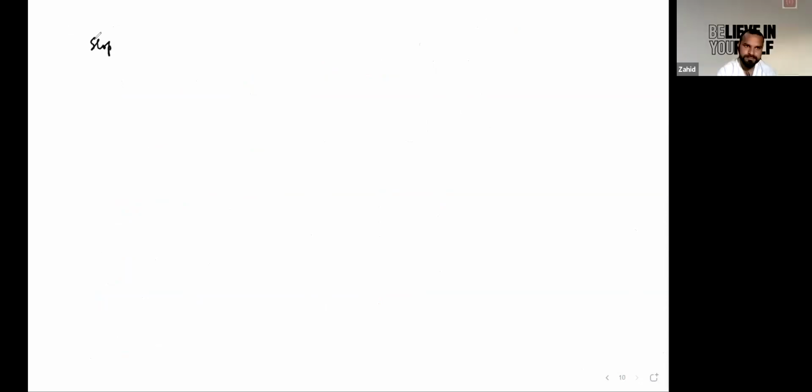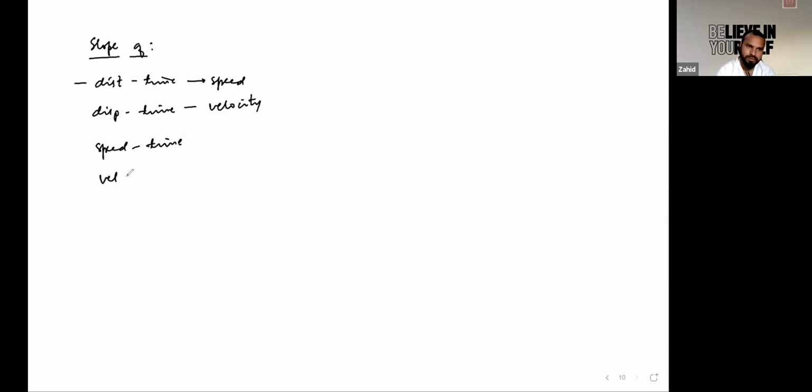First is slope. Slope is nothing but ratio of perpendicular to base. So first, distance versus time: its slope will define speed. Displacement versus time: it will define velocity. Speed versus time or velocity versus time: these two will define acceleration.